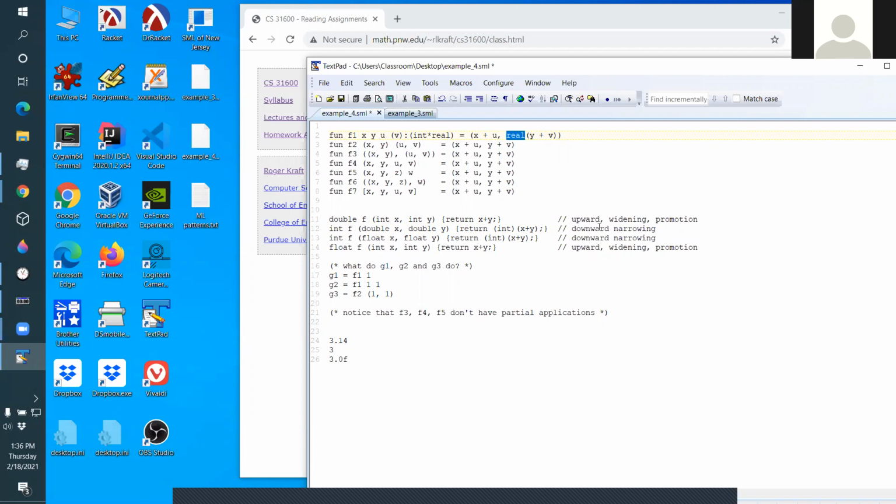All languages let you do these by calling functions. Java will do some of them for you for free. ML makes you call functions for all of them. Okay. So these are really good examples.